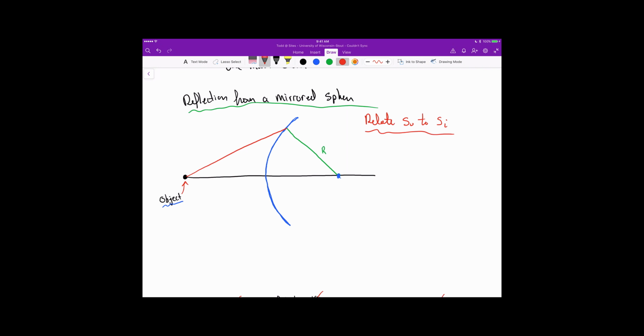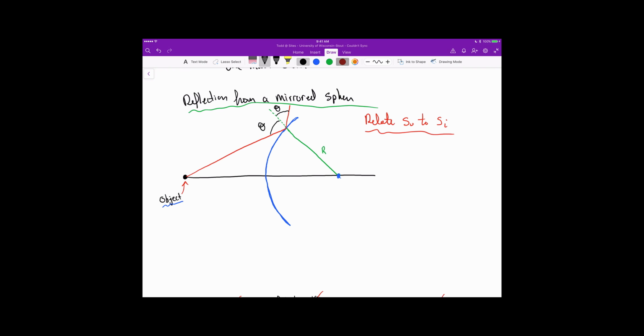So that ray hits right there. Now the thing to keep in mind with a sphere is that the normal of the sphere is always going to lie along the radius vector. And with a mirror, the angle of incidence is equal to the angle of reflection. So these two angles right here are the same.